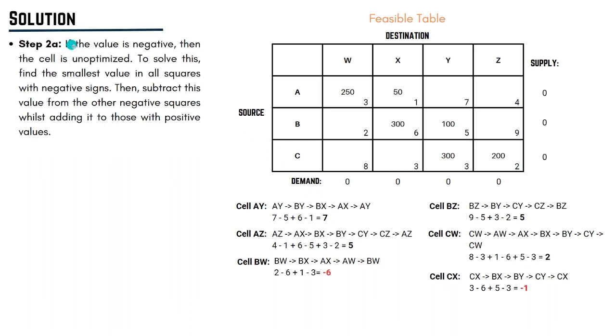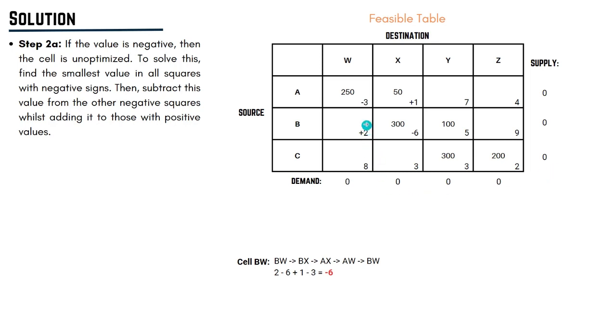Now look at step 2a. If the value is negative, then the cell is unoptimized. To solve this, find the smallest value in all squares with negative signs. Then, subtract this value from the other negative squares, whilst adding it to those with the positive values. So to make this simpler, let's move the other cells out of the way and focus first on cell BW.